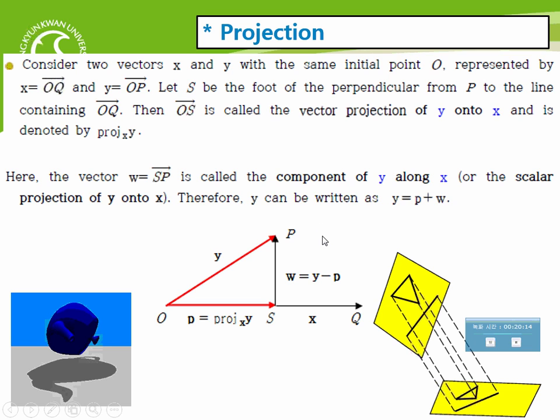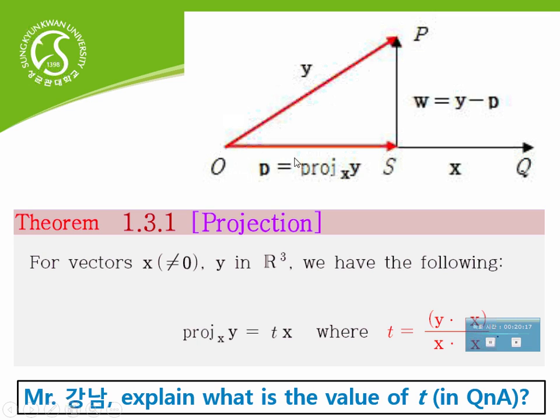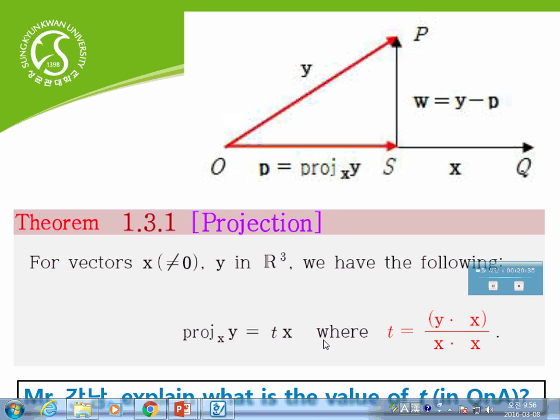And the next problem is how to find the projection, how to find this vector p. For a non-zero vector x in R3, we have the following. The projection of y onto x is a scalar multiple. This vector is some part of x, so this vector p is a scalar multiple tx. And this t should be this value: the inner product of x and y over the inner product of x and x. This is a scalar and this is a scalar, so t should be a scalar value. And why should this t be this?